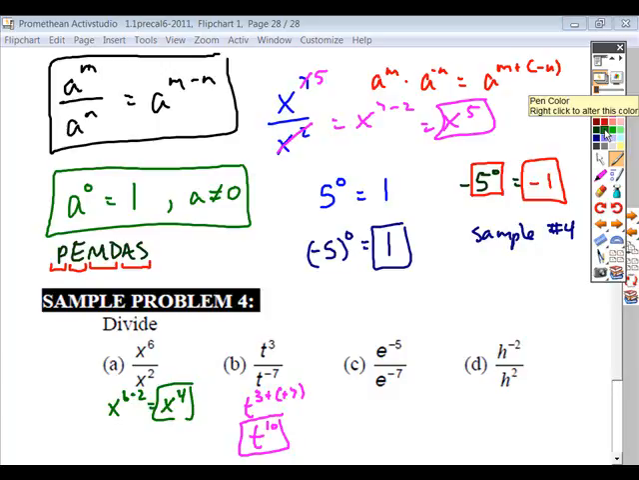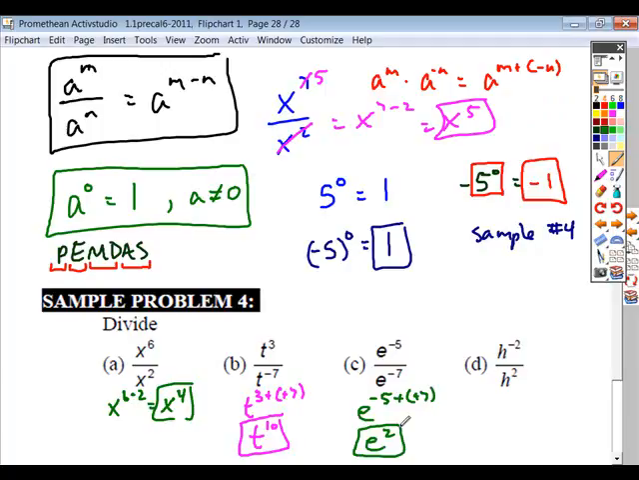Okay, the third example, again, same idea. We're going to divide exponents with the same base. So we start with our common base, subtract our powers. So negative 5 minus a negative 7. Add the opposite. We get e with a net of 2 for our power.